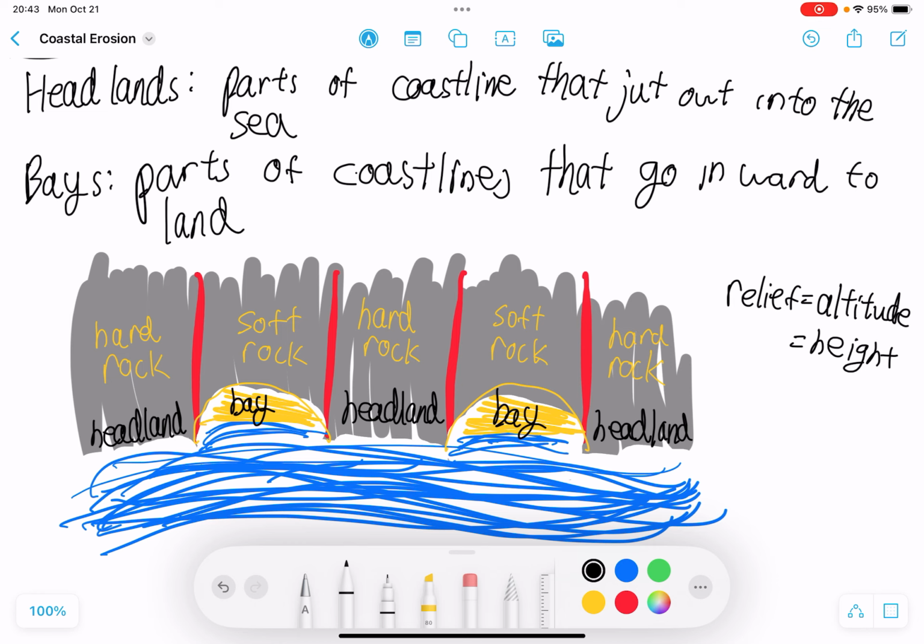However, opposing that are bays. Bays have low altitudes. They have low relief. They're often formed of softer rocks, and even sand. So these bays are often made up of sand, which is why most beaches we go to are part of bays, not part of headlands.